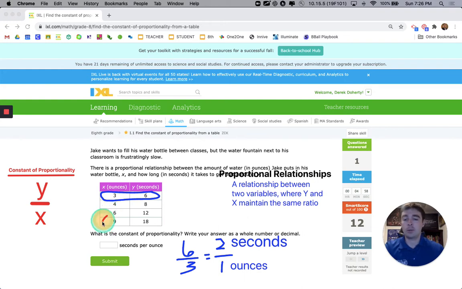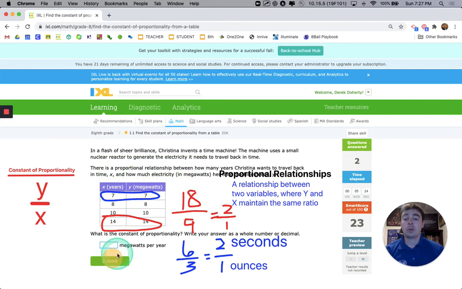And this last data point tells us Jake gets 9 ounces in 18 seconds. And if I were to do 18 divided by 9, 18 seconds divided by 9 ounces, I'm going to get that same ratio. 18 divided by 9 gives me that same 2/1 ratio. 2 seconds for every 1 ounce. So that's the answer they're looking for here, a ratio of 2:1.